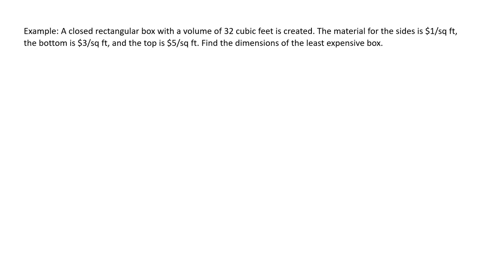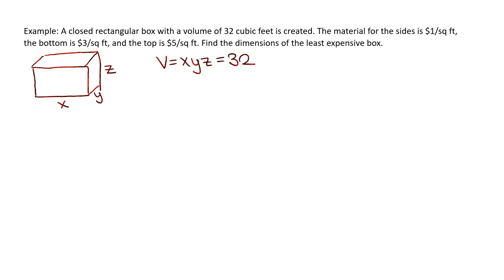So here's the problem I want to solve. I have a closed rectangular box with a fixed volume. So the box I'm looking at, a three-dimensional box, I'll just say its dimensions are x, y, and z, and its volume is 32 cubic feet. So x times y times z has to equal 32. The material for the sides is $1 per square foot, the bottom $3 per square foot, and the top is $5 per square foot. Let's see if we can find the dimensions of the least expensive box.